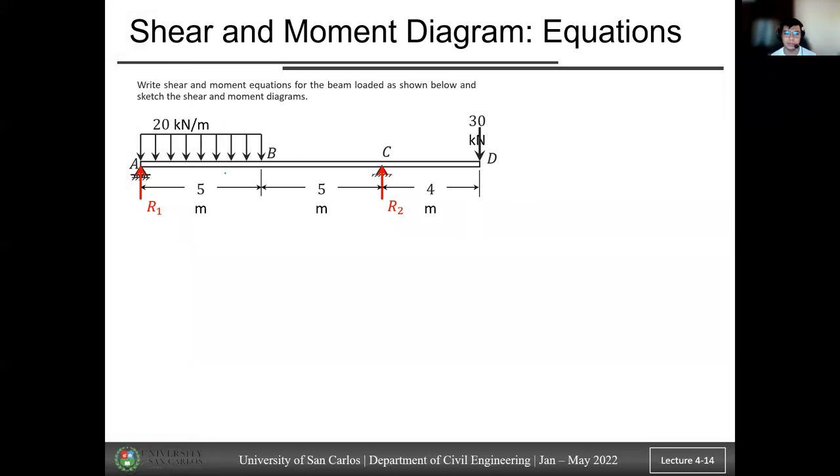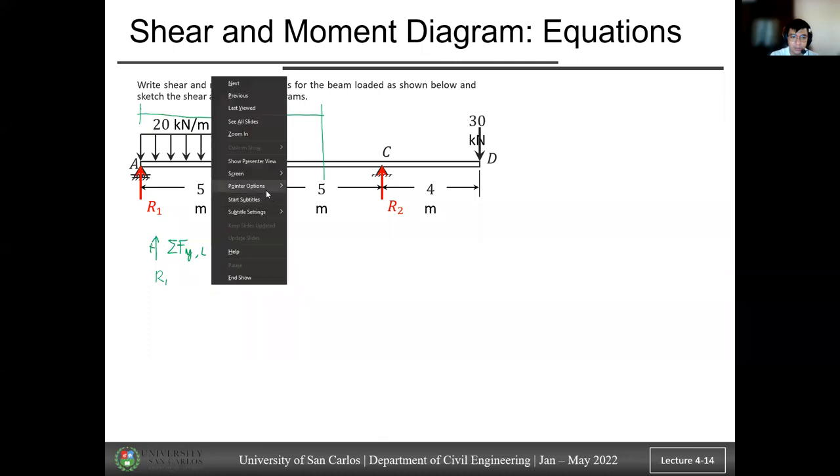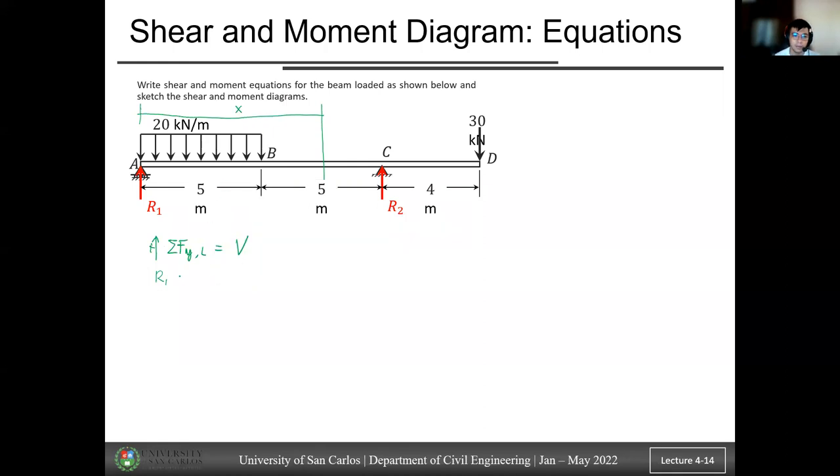Okay, so let's try another. Again, we cut it on the B portion. So this would be our new X value. Again, the left side would be positive. Then the summation of vertical forces on the left side would be equal to the shear. So you have R1, and it's not really R1 times X, it's just R1 only.